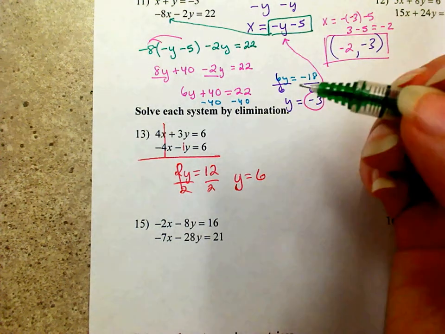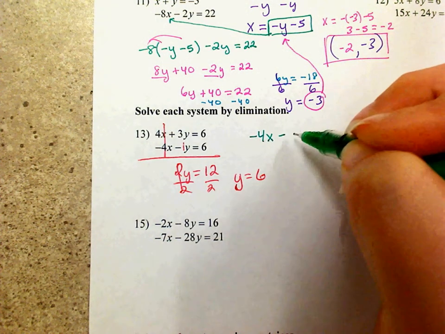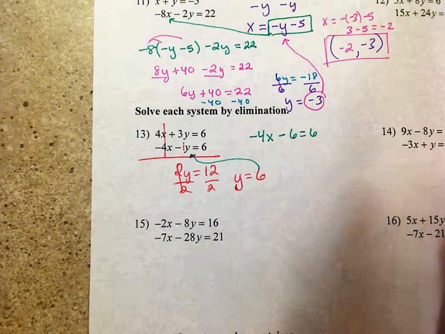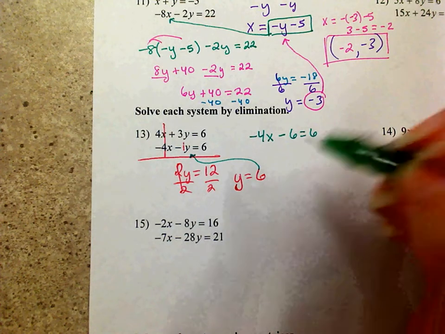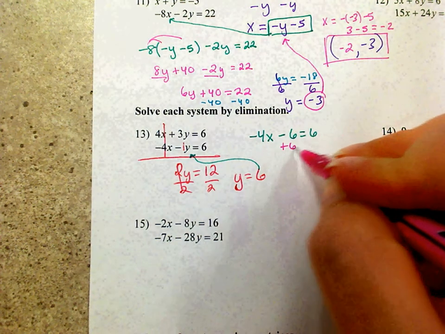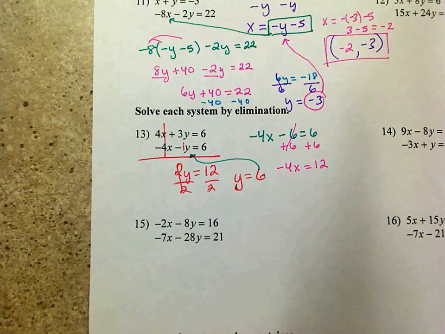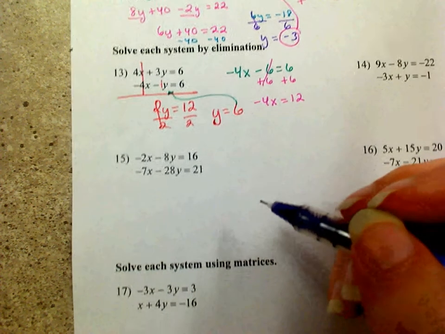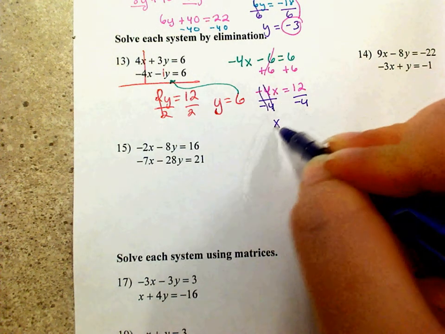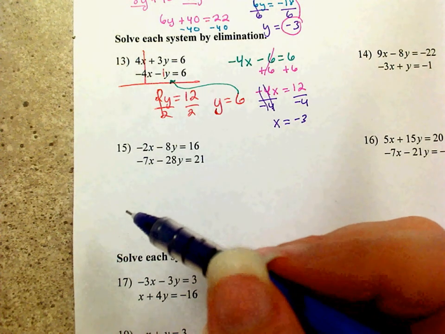Okay. So negative 4x minus y, which is 6, equals 6. So all I did was plug that in right there for y. So what do I do to get rid of this negative 6? Add it. So negative 4x equals 12. And then what, guys? Divide by negative 4. So x equals a negative 3. Okay, so how do I write my final answer? Good, I have to write it as a coordinate point, negative 3, 6.